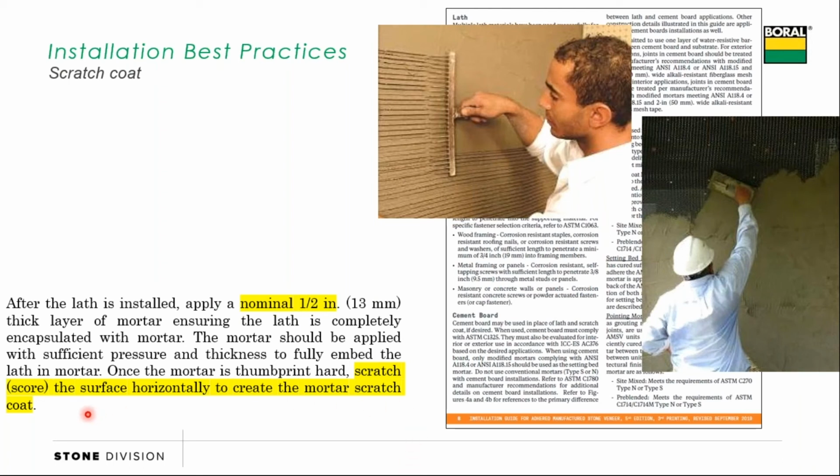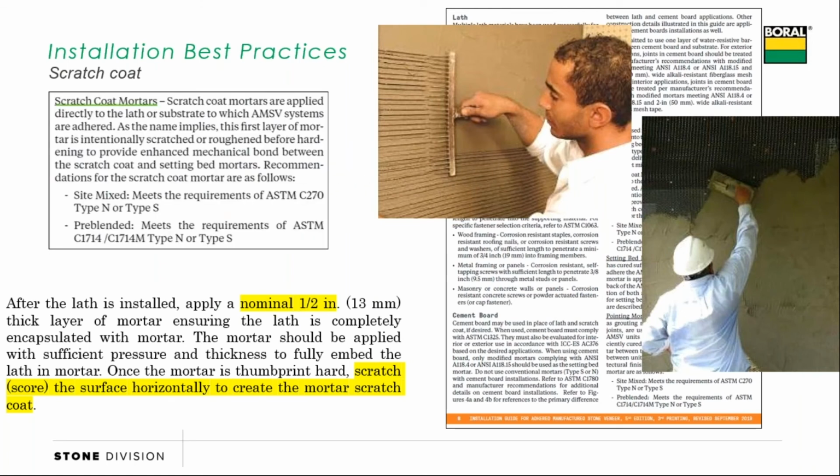And once that scratch coat begins to set up or thumbprint hard, as the name implies, we want to scratch it. We want to put some horizontal lines in with a 1/4 inch notch trowel or a scarifier. That gives our setting mortar some more bondable surface. When it's smooth, it can bond, but not as well as if we scratch up that scratch coat.